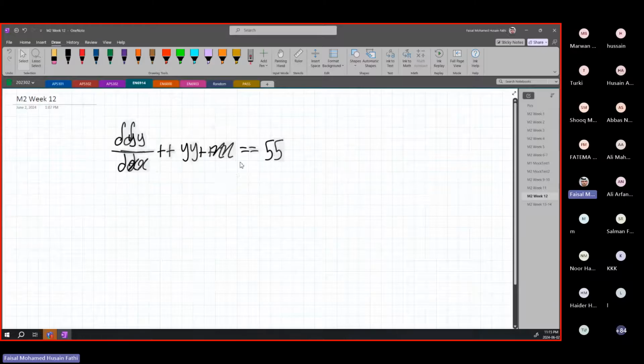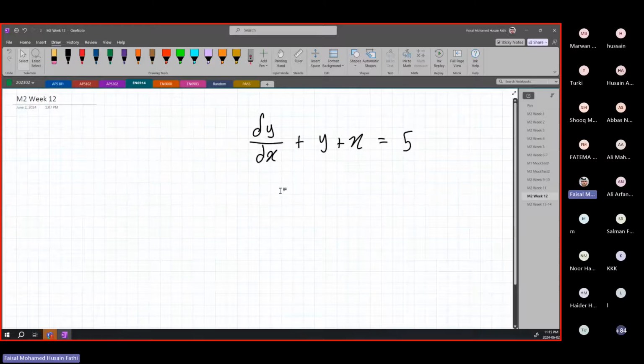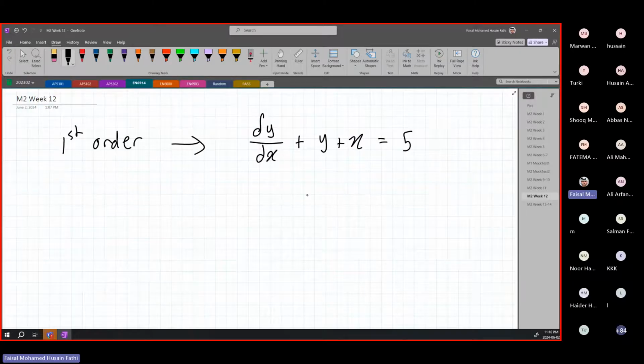I'm pretty sure you guys have seen linear differential equations back in Math 1. Linear meaning that the power is only 1. This is just the first differentiation. So this is a first order differential equation. Why is it first order? Because it's only the first differentiation. There isn't a power of 2 or anything like that. It is only dy by dx.